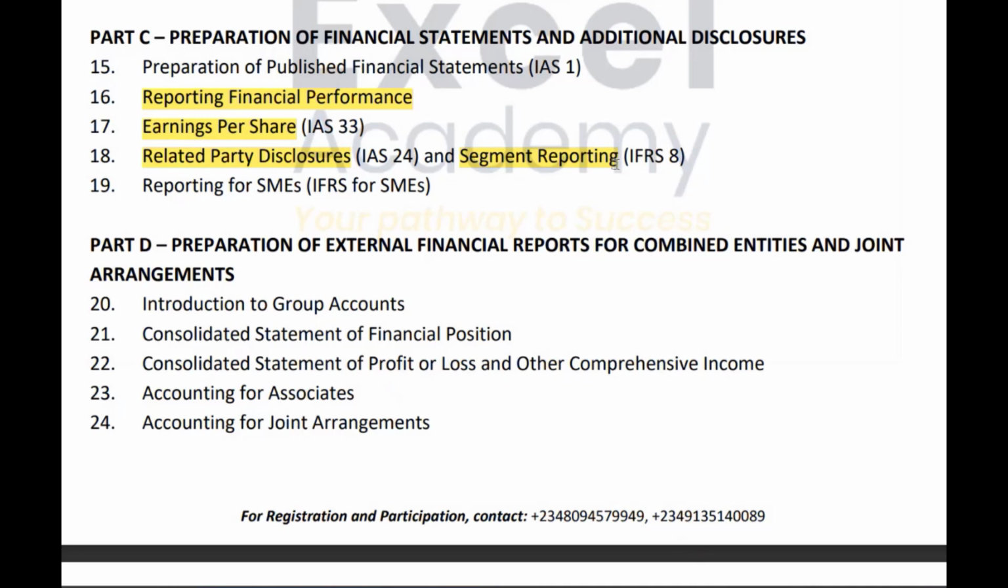We're looking at accounting for associates. We'll also be looking at accounting for joint ventures. Accounting for associates is IAS 28, investment in associates and joint ventures. We also have IFRS 11, which talks about joint arrangements. So all these are what we'll be looking at as far as the syllabus is concerned.